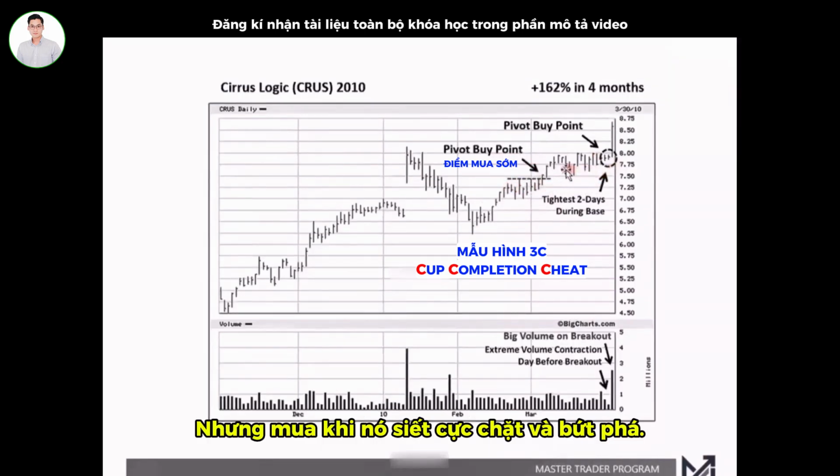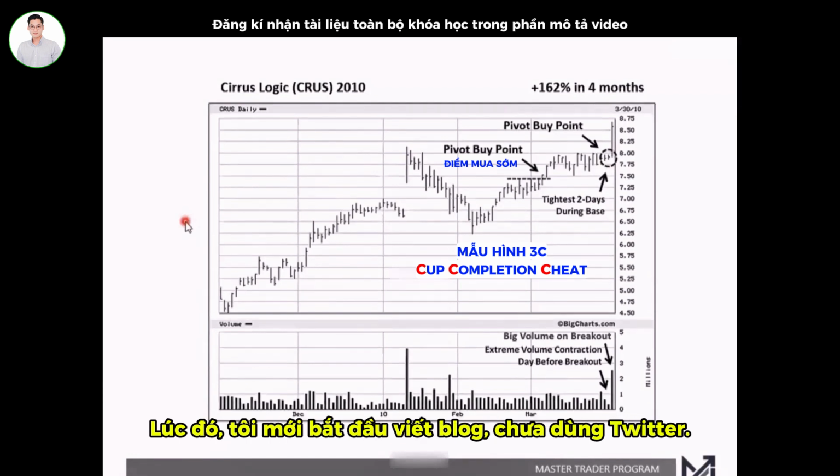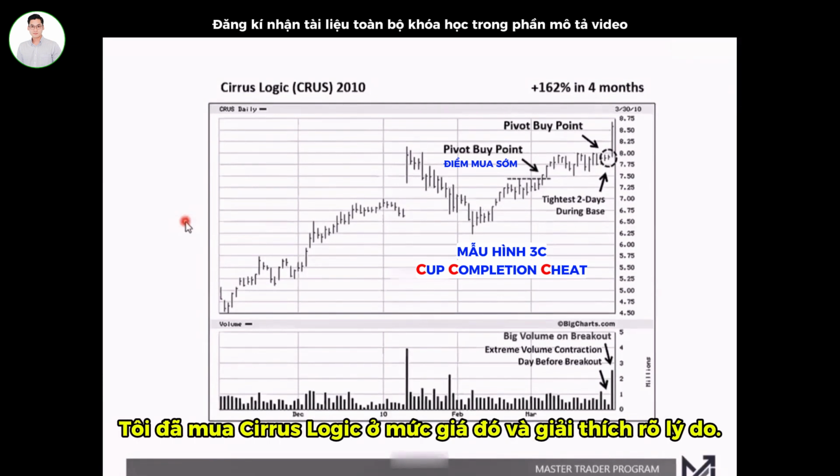This was a stock that I did not buy off of this cheat area, but I did buy it right here when it got really, really tight. And as it came out here, as a matter of fact, this was the very first stock I started blogging about. This is going way back to 2010, when I don't think I was even on Twitter yet. I just started blogging, and this was the very first stock that I mentioned on my blog. I blogged that I bought Cirrus Logic at this price, and the reasons why.